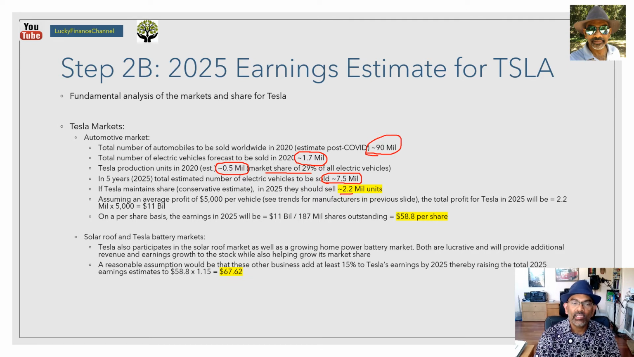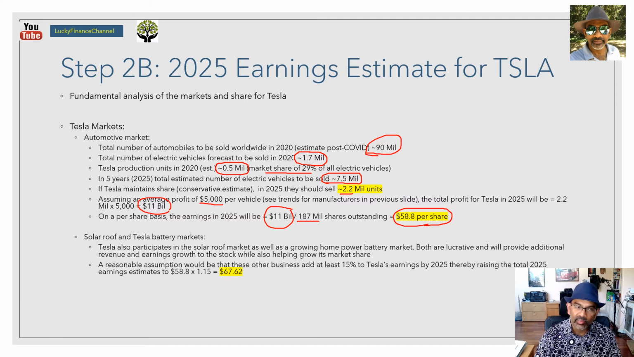units. Assuming a pretty reasonable $5,000 profit per vehicle, the total profit for Tesla by 2025 will be 2.2 million multiplied by 5,000, or about $11 billion. That's a pretty good number. Tesla currently has about 187 million shares outstanding. So if you take the total profit of 11 billion and divide that by the number of shares outstanding, you get an estimate of just over $58 per share of earnings for Tesla. And that's a really solid number too.